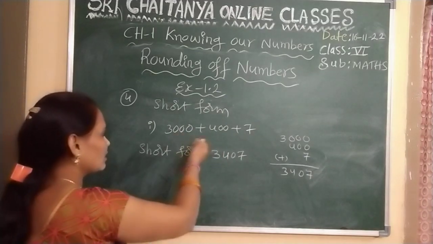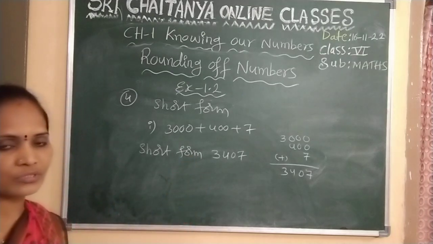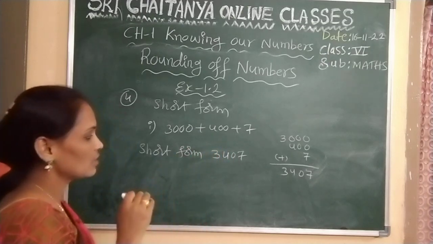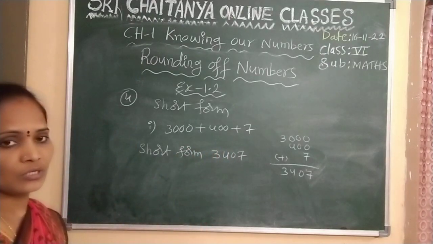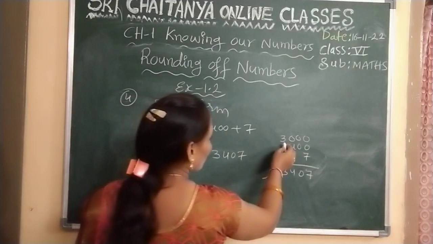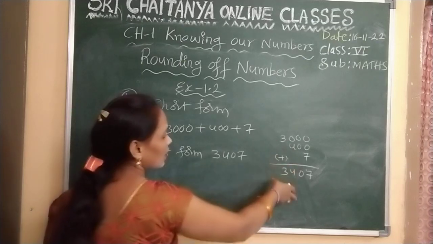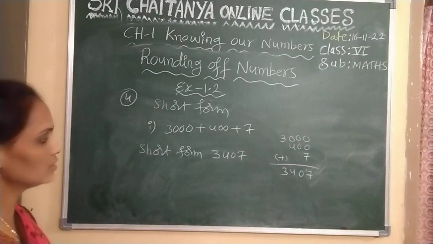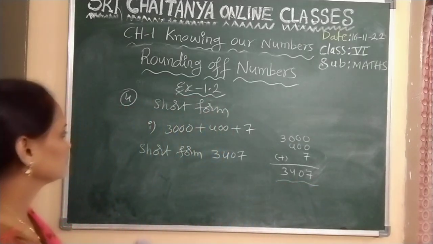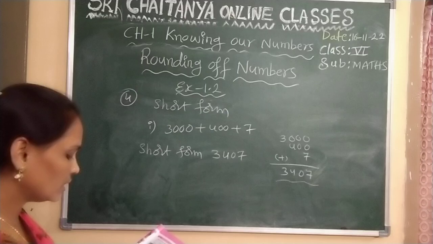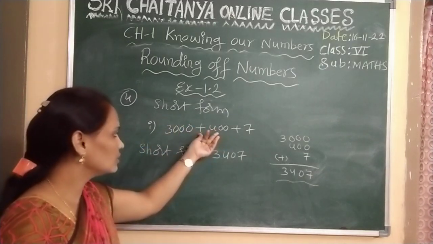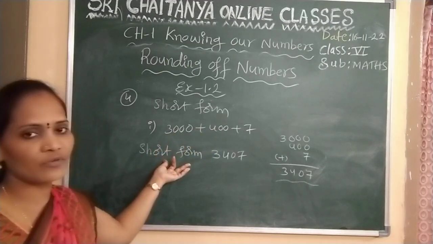If you write directly, sometimes you may get confused and write a tens place digit in the hundreds place, or a hundreds place digit in the thousands place. To avoid that confusion, better to add. Then only you will get the exact answer. So for any number given in expanded form, by adding all those numbers you can get the short form.